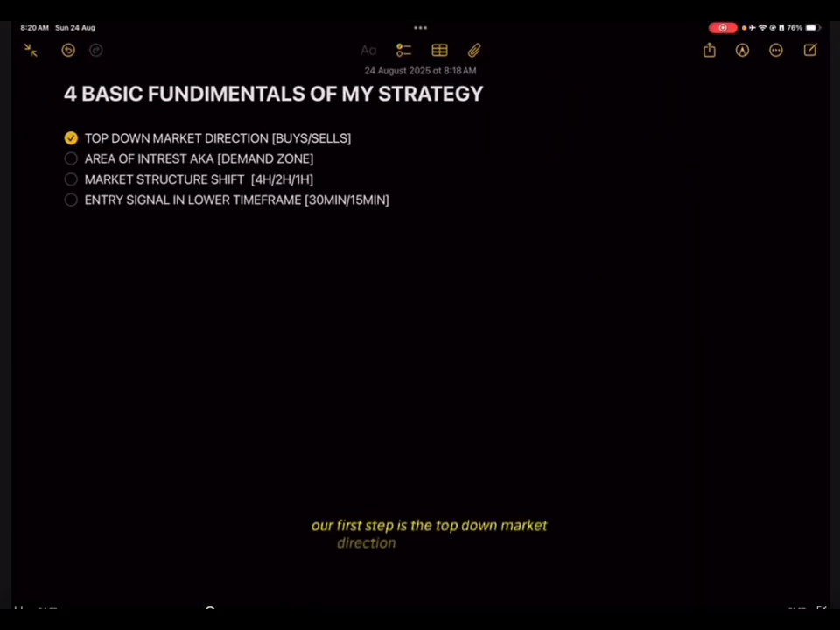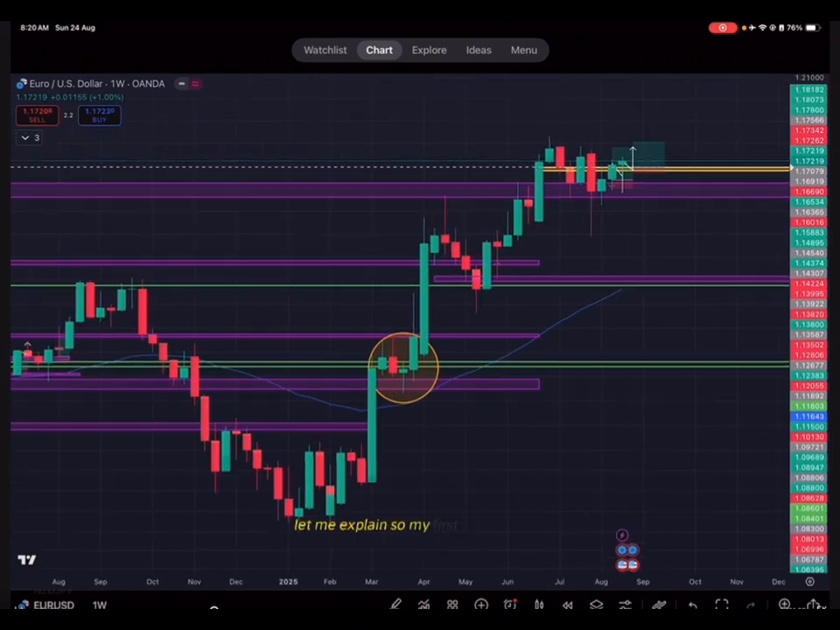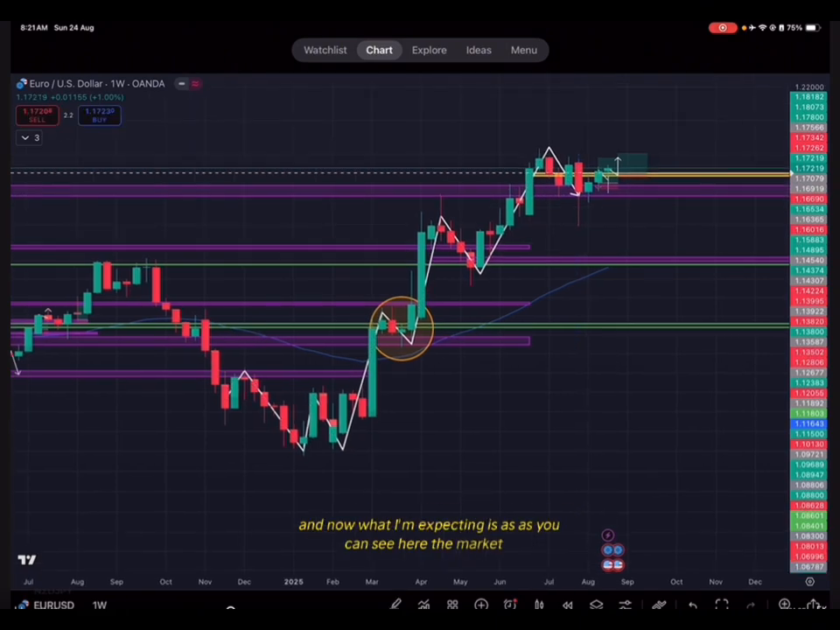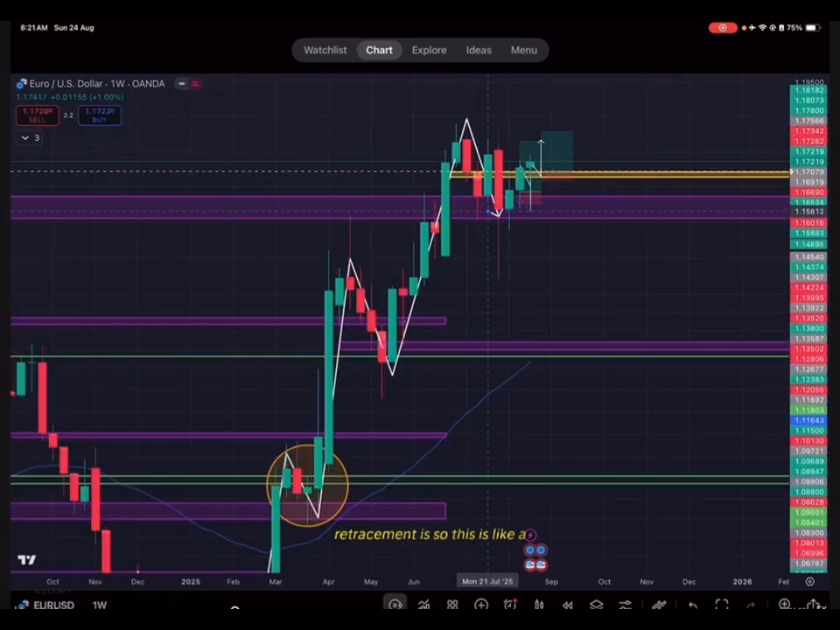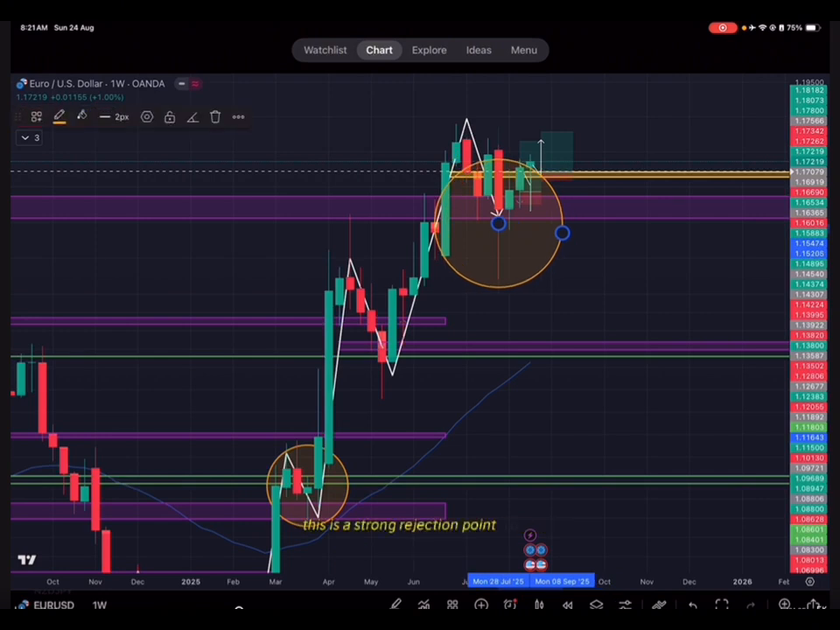Our first step is the top-down market direction, buys and sells, weekly down to 4 hours, 2 hours, 1 hour. My first pair is gonna be EUR/USD, and we're gonna explain our directions. I'm gonna break down if this market is bullish or bearish. The market made a double bottom, headed up, higher low, higher high, higher low, higher high, up to a higher low. Now what I'm expecting, as you can see here, is the market creating a retracement, a wick retracement. If you don't know what a wick retracement is, it's a retracement from the area of interest, which means a strong rejection point. This is a strong rejection point from the area of interest.